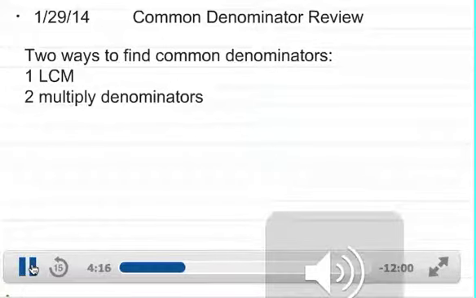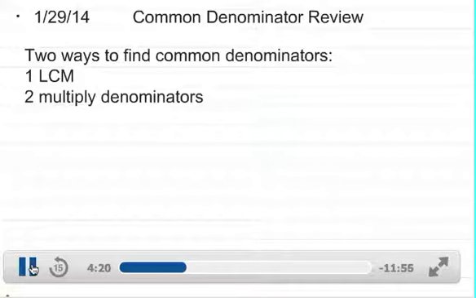Alright, so what we're going to do is start with some common denominator review. We're going to add some fractions using it. The biggest thing I saw in class today was that we struggled with finding common denominators. So we're going to review the two ways to find common denominators, do a little bit of practice, and talk about that so we are squared away for tomorrow. The two ways we find common denominators are using LCM, our least common multiple, or by multiplying denominators.